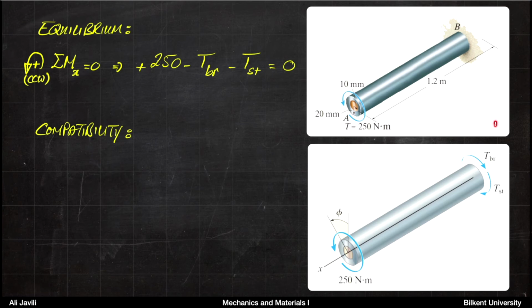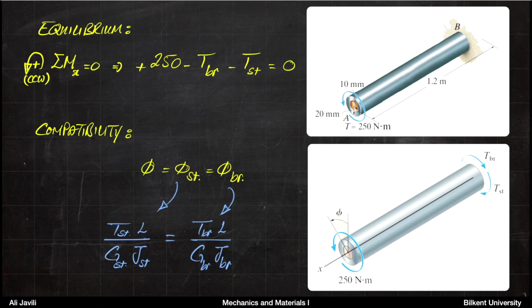Again, pay attention that TBR and TST are now drawn different than what we usually do for the plus direction. If we had them drawn like this, this would have been plus. But we assume that they are in the opposite direction, unlike what we did in the previous problem. So again, it doesn't matter how you draw them, but it matters to be consistent. As long as your drawing is consistent with your signs, it's fine. So that's our equilibrium equation.